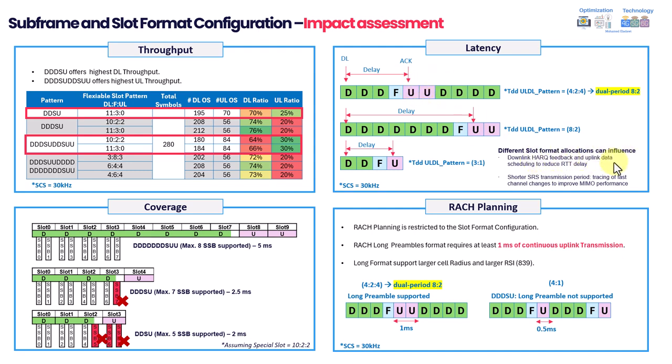which is being sent in the uplink, and also the scheduling of uplink data in general. Uplink data can also be sent more quickly whenever a slot format comes at the beginning. This can also help reduce the RTT delay in general.